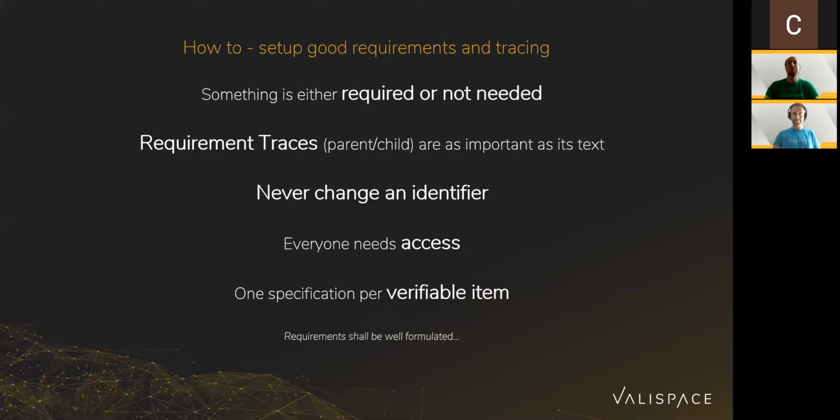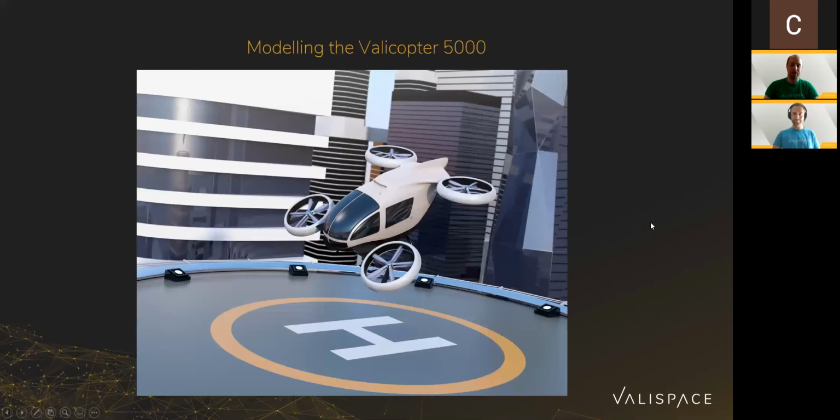There are obviously a million things about how requirements should be well formulated, but I'm going to spare you this part because there are a million websites to look it up. So I'm just going to dive right into an example. Today, let's model the Valispace 5000. It's basically a vertical takeoff and landing vehicle that should fly autonomously. Let's go through the entire process of how to go from the initial requirements all the way to broken down requirements.